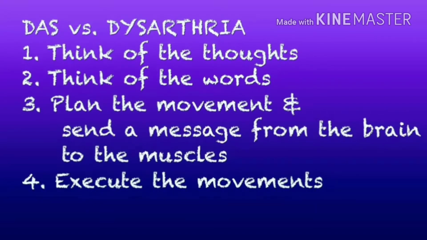If there is a breakdown at level 3, the planning stage of movement, that would be developmental apraxia of speech. But if the breakdown occurs at level 4, where the muscles are actually needed to execute the movement, that would be dysarthria.